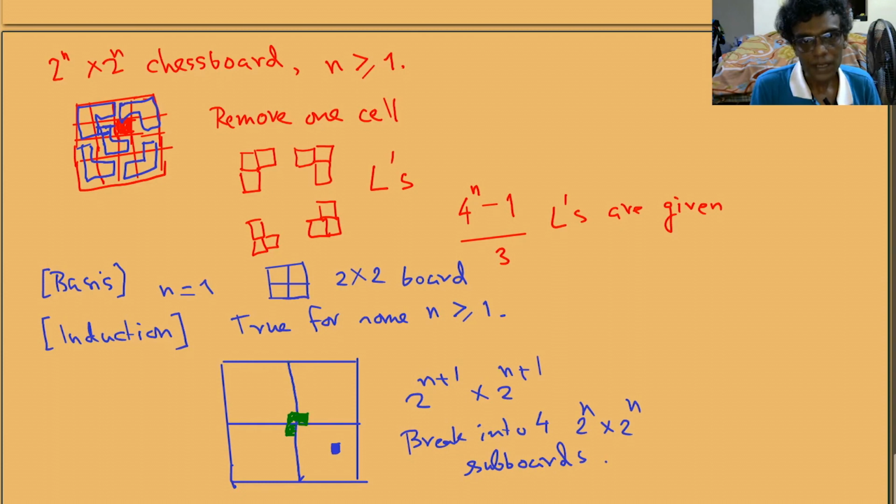Right. By induction, therefore, this sub board with this cell removed can be covered by L's. By induction, this can also be covered by L's, this can be covered by L's, and finally this can be covered by L's. So only 1 cell is removed. But if you look at this structure, whatever I have removed, this is another L. So just now put this L. Then your 2 power n plus 1 by 2 power n plus 1 board is again filled with non-overlapping L's.